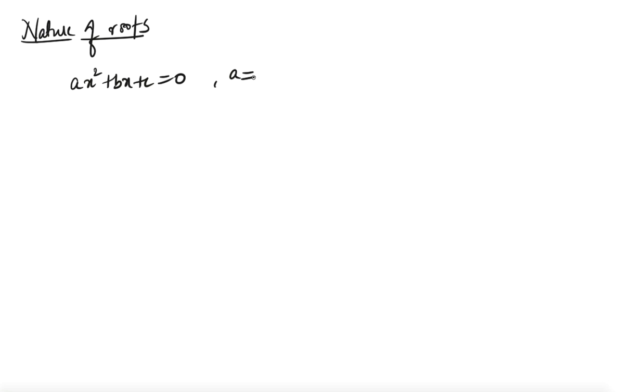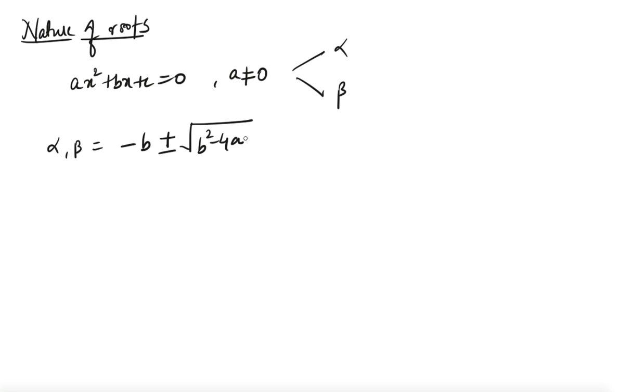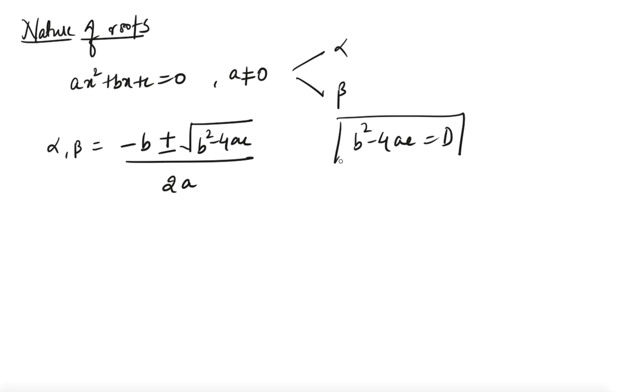where a is not equal to 0 and say the roots are alpha and beta, the roots are given as minus b plus or minus under root of b square minus 4ac divided by 2a, where this quantity b square minus 4ac is known as discriminant, capital D. Okay, now I told you the quantity inside the root should be non-negative, in order to be defined.